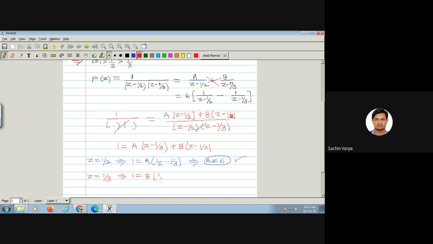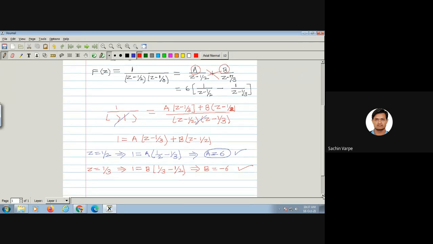1 by 3 minus 1 by 2. So by cross multiplying here, I'll get b equals to minus 6. I hope this is clear now. So we substitute both the values of a and b here, and I've written 6 outside. Is it clear now? Partial fraction.